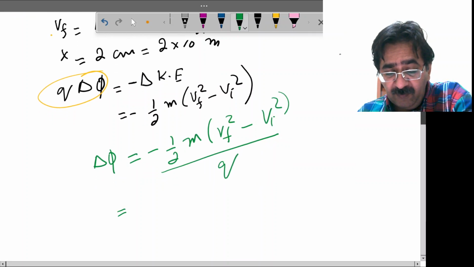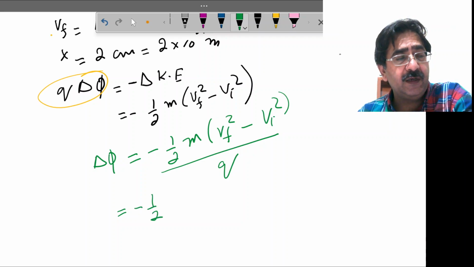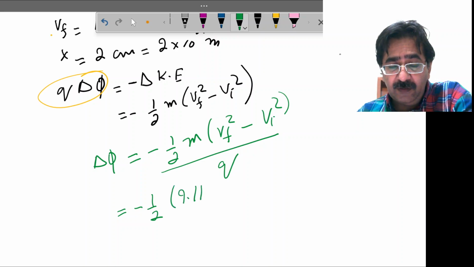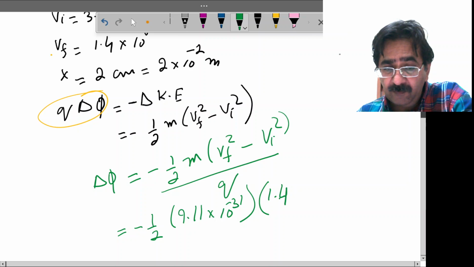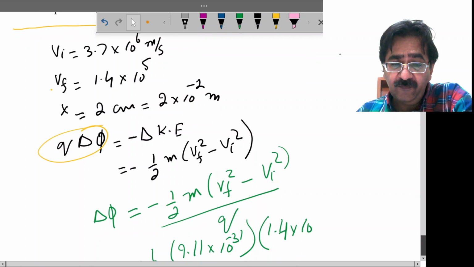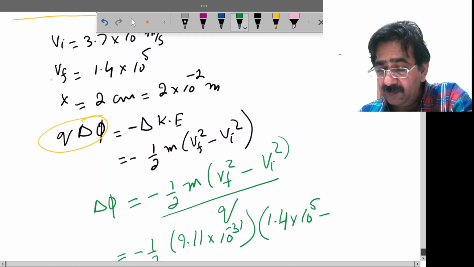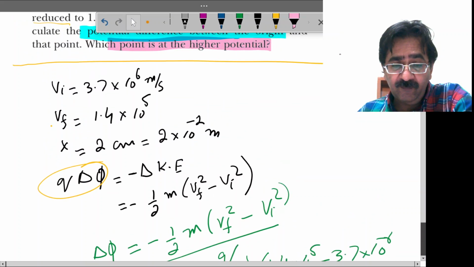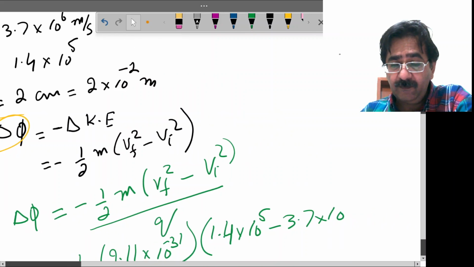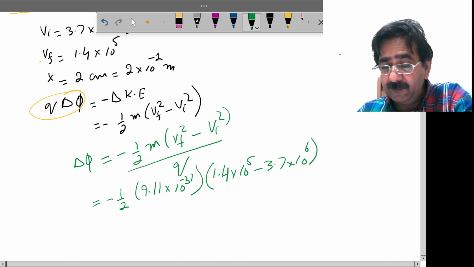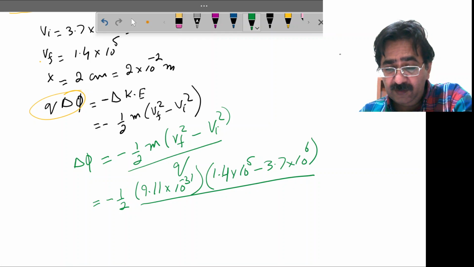Minus 1 by 2 times the mass of electron, which, as I have already mentioned in previous exercises, is 10 raised to power minus 31. vf is given 1.4 times 10 raised to power 5, minus 3.7 times 10 raised to power 6, divided by the charge on electron, which is minus 1.67 times 10 raised to power minus 19.